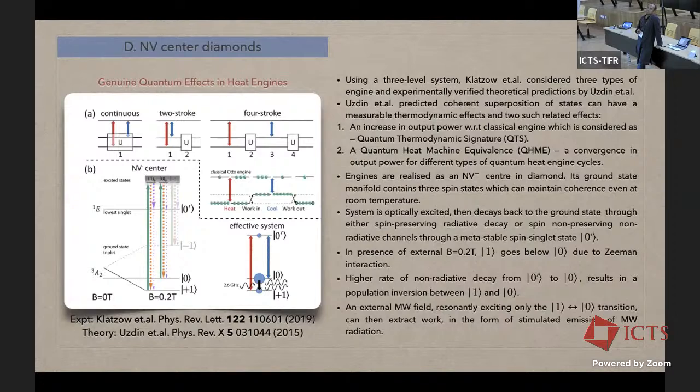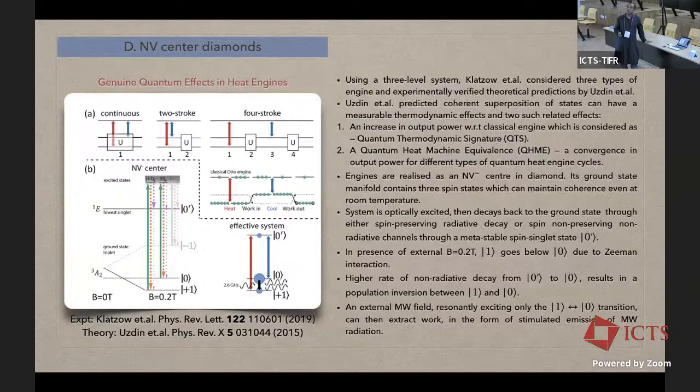Now, based on 3 levels, in this theory paper, they show some equivalence, that all these engine cycles are equivalent to each other. That's the paper by Ramanujan. The experiments have realized these theoretical observations, again using this NV center, which is a 3-level system, and experimentally verified the theoretical predictions. Theoretically, they predicted that real quantum effects, like quantum superposition of states, can have measurable thermodynamic effects, and 2 such related effects were predicted, like an increase in the output power with respect to classical engines. So quantum engines, as I said, can have power output boost in various ways, like cooperative boost and that.